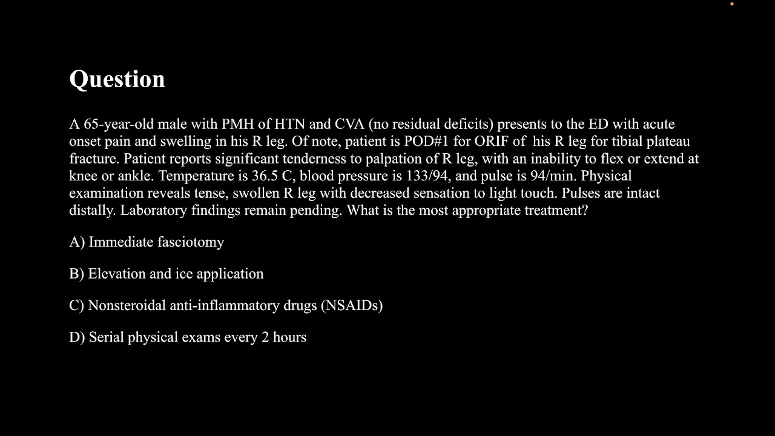Temperature is 36.5, blood pressure is 133/94, and pulse is 94 beats a minute. Physical examination reveals a tense, swollen right leg with decreased sensation of light touch. Pulses are intact distally. Laboratory findings remain pending. What is the most appropriate treatment for this patient?